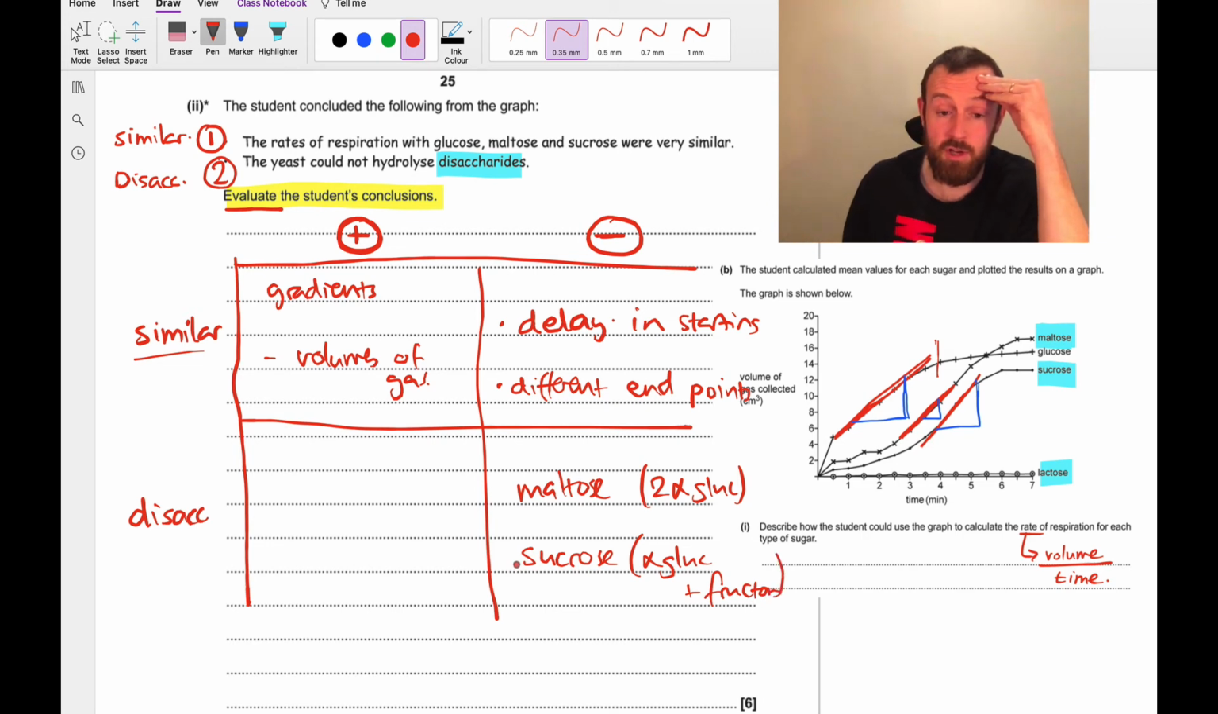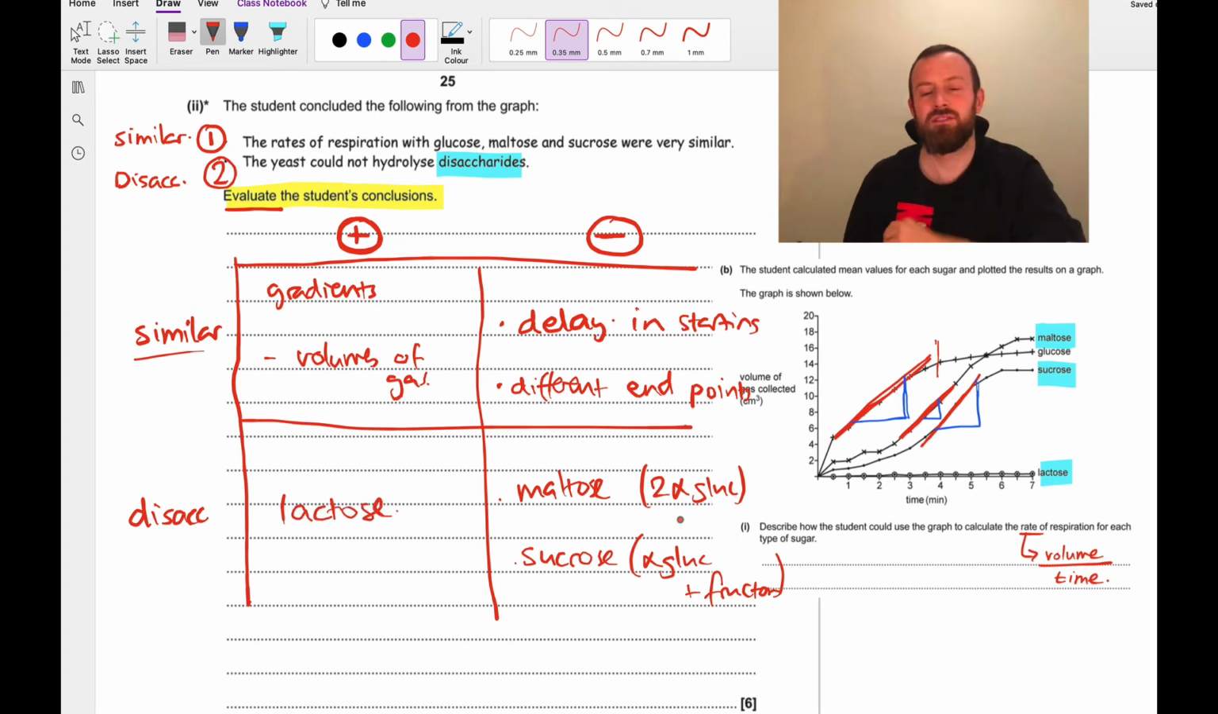That can be hydrolyzed, so that's definitely against the conclusion. However, lactose definitely doesn't get respired. You can add a little bit more to this and maybe say that maltose and sucrose maybe can't be respired immediately, but first need to be broken down or hydrolyzed. That would explain the lag.